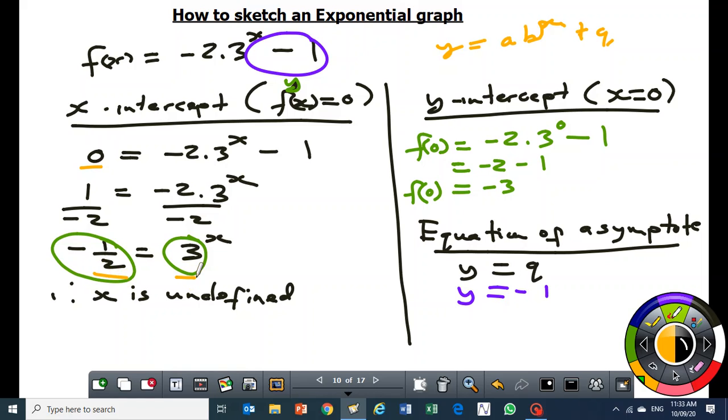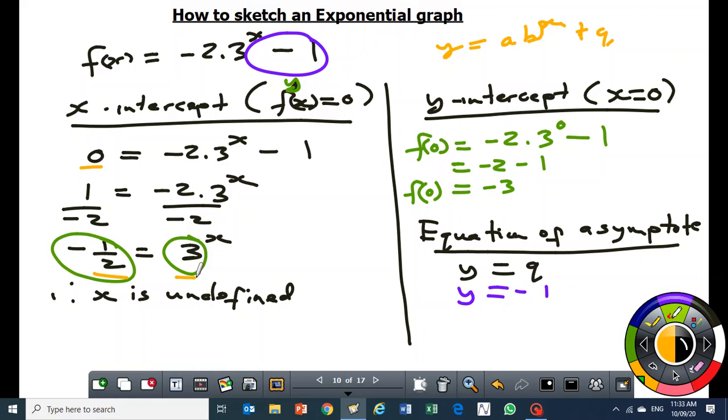Now, you know from your previous knowledge that when you're solving exponential equations, you need to make the bases on both sides of the equation the same. So in this case, if you can manage to convert minus a half to a base of 3, then you can be able to solve for x. But it's not possible. You cannot convert minus a half to 3. What that means is the x will be undefined. Therefore, there won't be any x-intercept. So the graph won't touch the x-axis. So this is the x-intercept. It's not there. It doesn't exist.